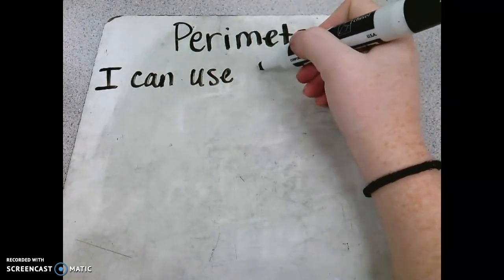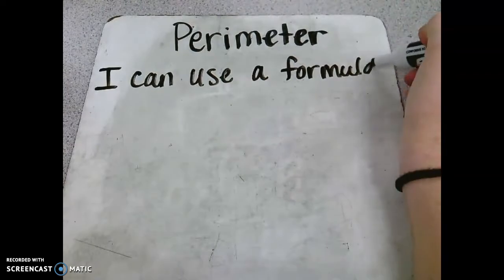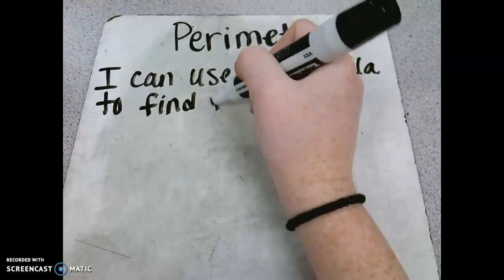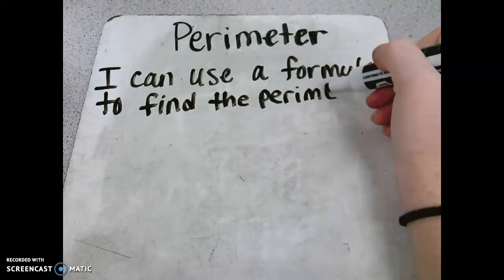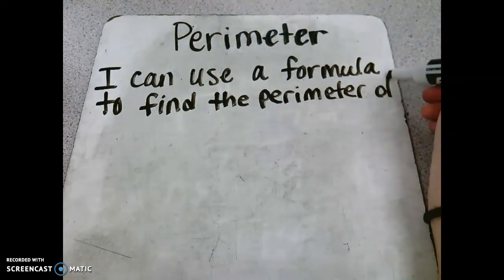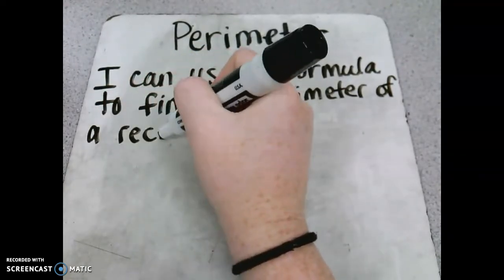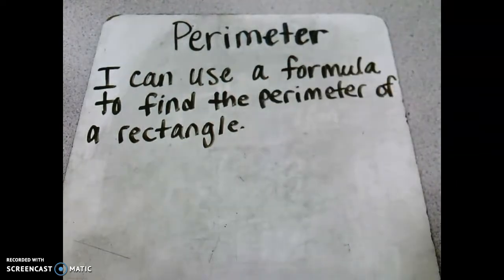So, I can use a formula to find the perimeter of a rectangle. Okay, that's going to be our goal for today, to find the perimeter of a rectangle using a formula, which I'm going to give you. We're going to learn about it today.